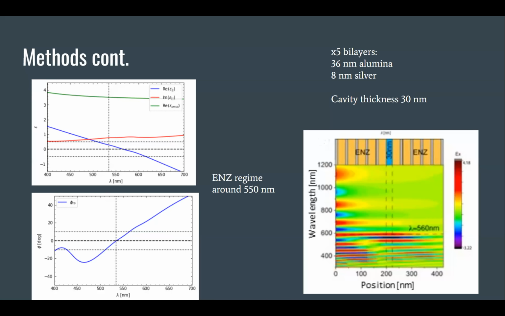But I was wondering also, if you do the measurements and you see deviations from your ideal behavior, can you use that backwards to analyze how inhomogeneous the thickness of your cavity is, for example?